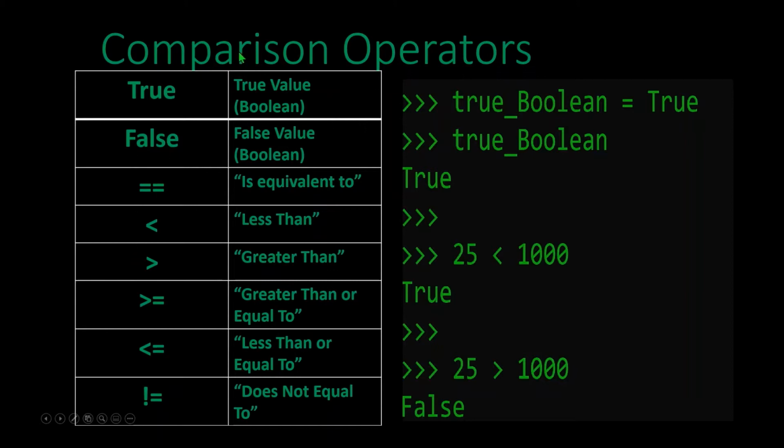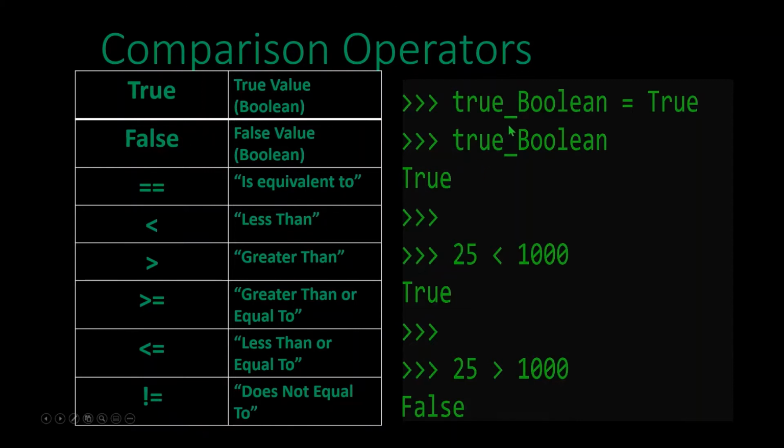So we need comparison operators to start writing conditional statements. I think I touched on what Boolean values are in the first video about variables. We have our true and false values. These are Boolean values. We have our double equal sign, which is equivalent to, less than, greater than or equal to, less than or equal to, and this is does not equal to.